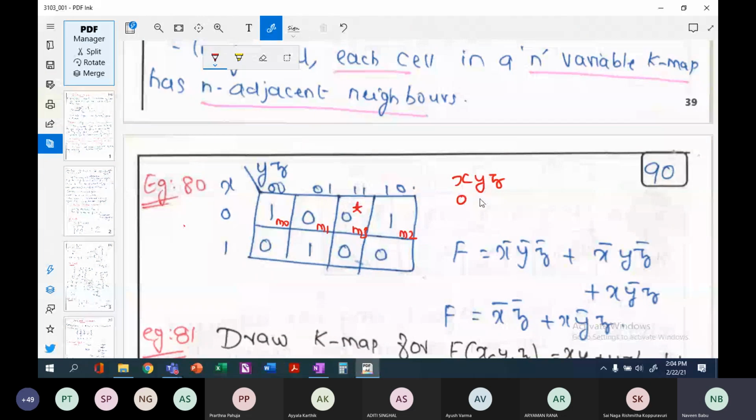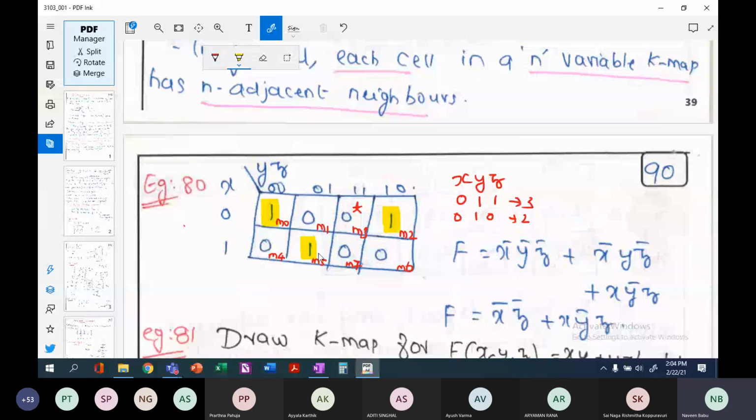Hence it is M3. And why is this 2? X value is 0, Y value is 1, Z value is 0. So the decimal equivalent is 2. Hence this is M2. Likewise, that is how we have written the min terms expression here. So these min terms are M4, M5, M6 and M7. This will come by practice. When you do it multiple times, you will also do it very fast. Okay, so these are the min terms. So our min terms, M0 is 1, M2 is 1, M5 is 1 and all the rest of the min terms are 0.